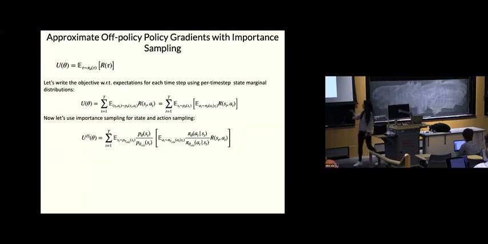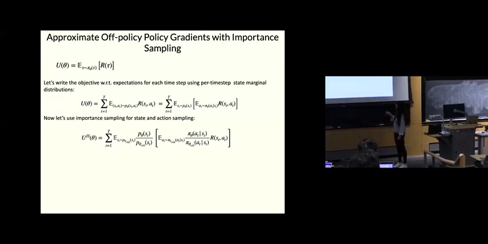So here I have states and here I have actions, all right? Here is the expectation over states and here's the expectation over actions. Here is the state marginal distribution of my old policy and here is my old policy itself. And look, I now need to correct using those ratios. This is the probability of a state, the state marginal under the present policy and the state marginal under the old policy.